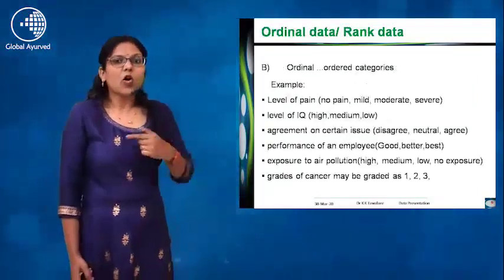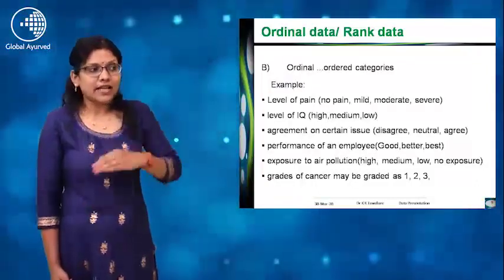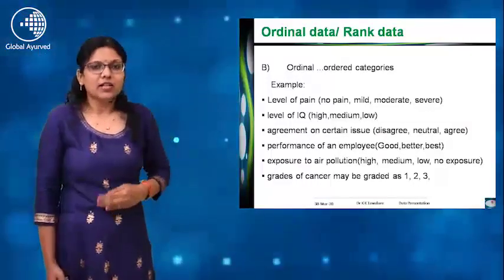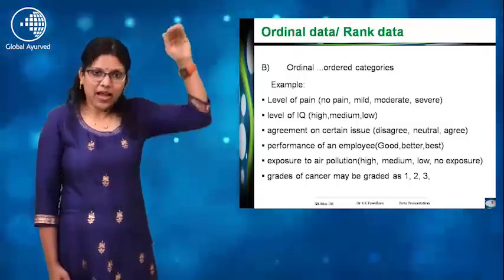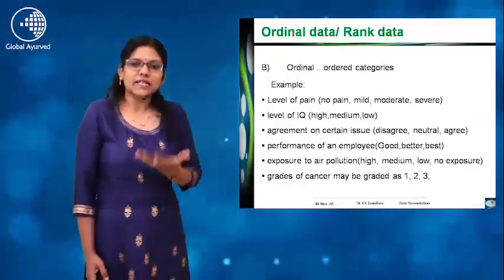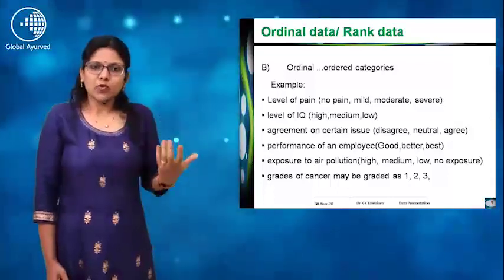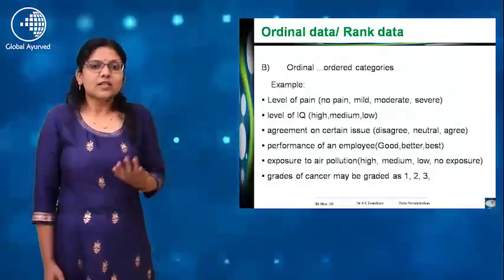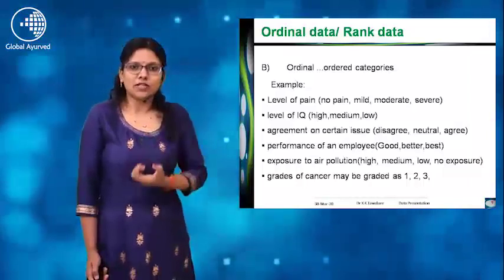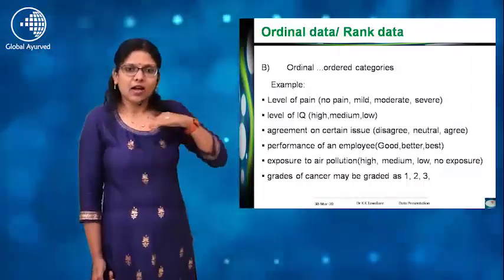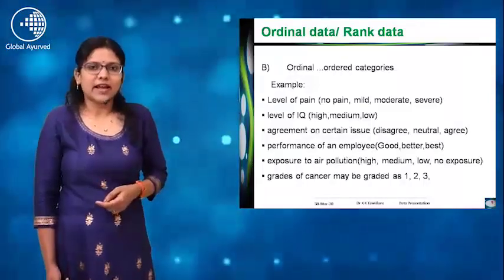Ordinal data means ordered categories. Yes, definitely data is divided into some specific categories, but the categories are found in some order. Like level of pain: no pain, mild, moderate, severe. Level of IQ: high, medium, low. Agreement on certain issues: disagree, neutral or agree. Performance of an employee: good, better, best. Exposure to air pollution: high, medium, low, no exposure. Grades of cancer may be graded as first grade, second grade and third grade. So data we observe falls in some categories, but the categories are arranged in some rank or order. Hence this ordinal data is also called ranked data.